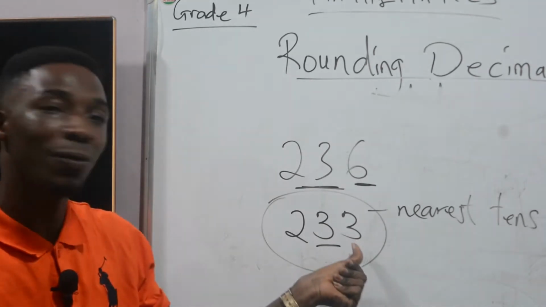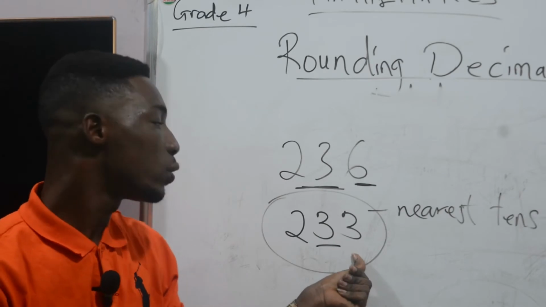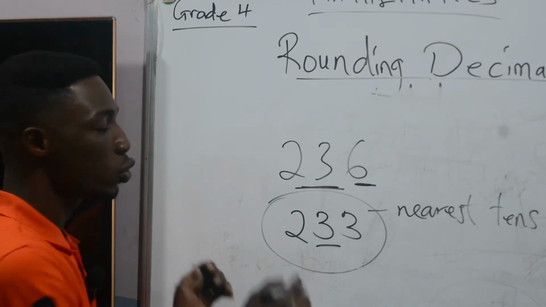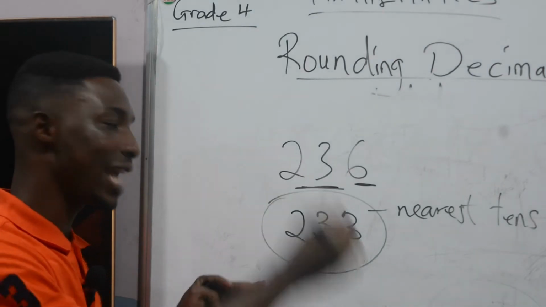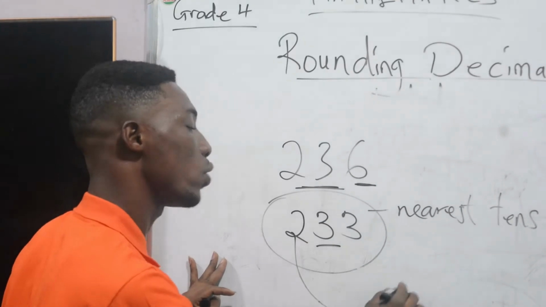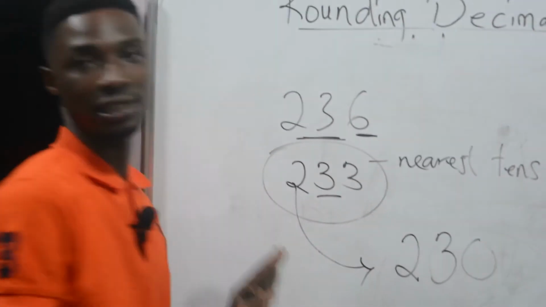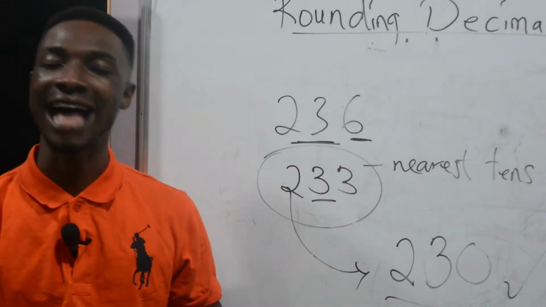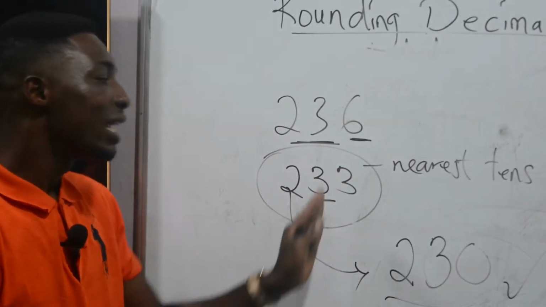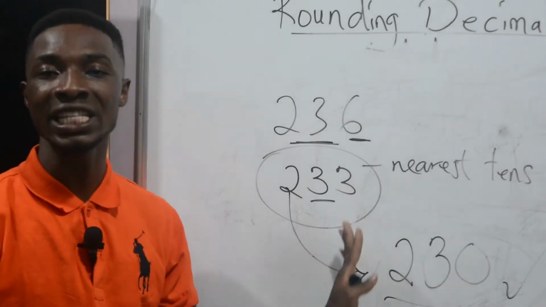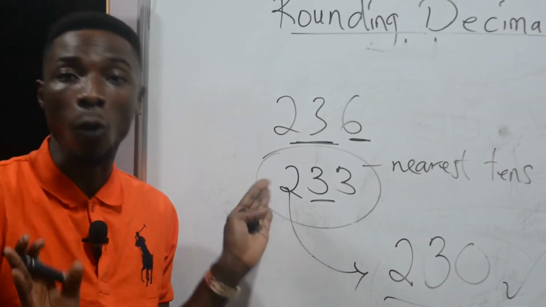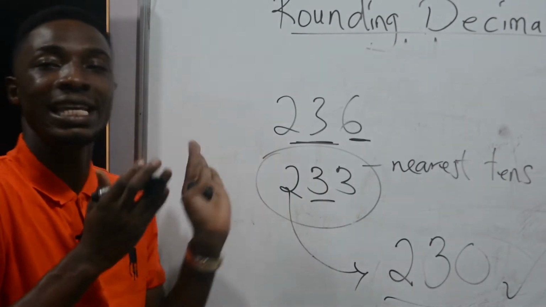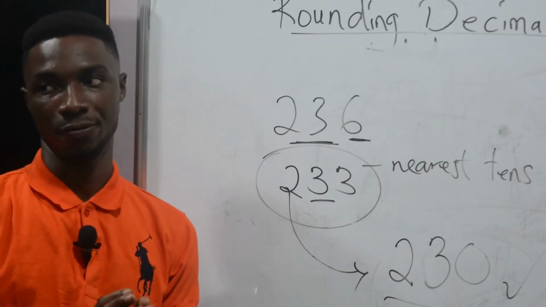So now, because the 3 is less than 4, we are going to just take it away and replace it with 0. So rounding the number 233 to the nearest tens is going to result in the number 230. So this is the answer now. We have 230 as the number we are looking for because the 3, which is occupying the ones position, is less than 4. So we cannot do anything to it. The only thing we can do is to take it away and replace it with 0.